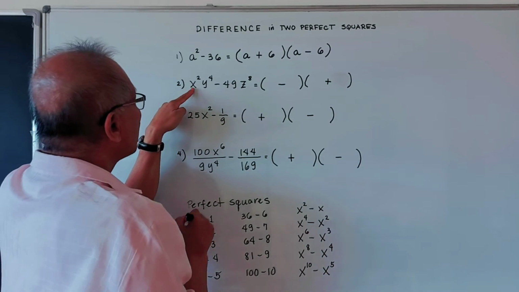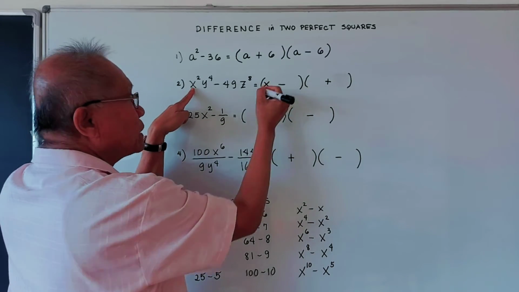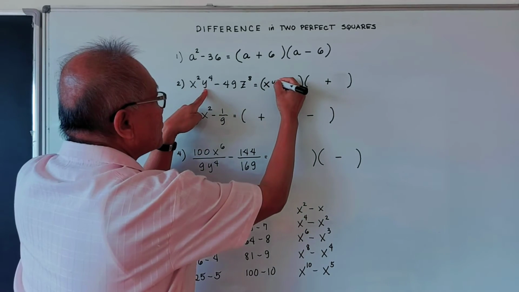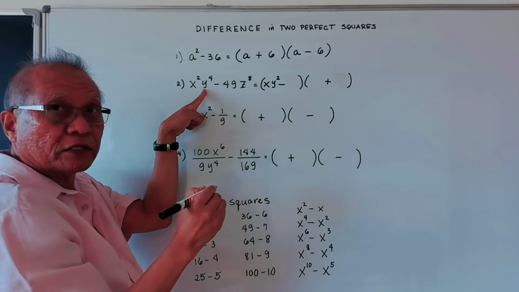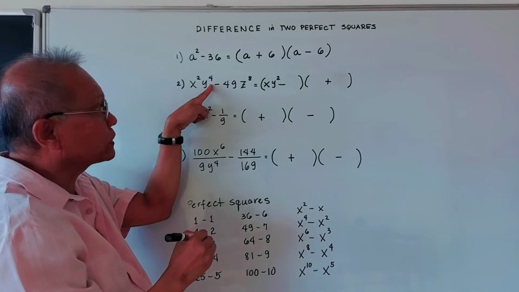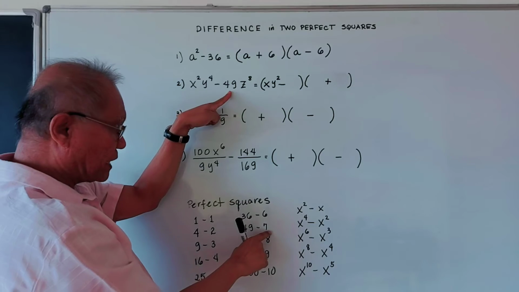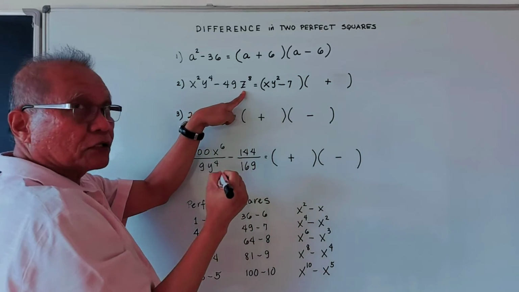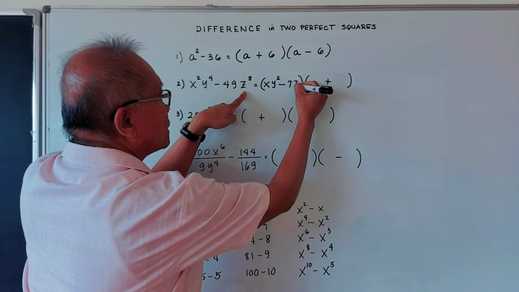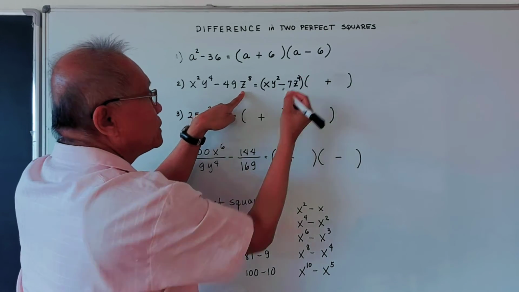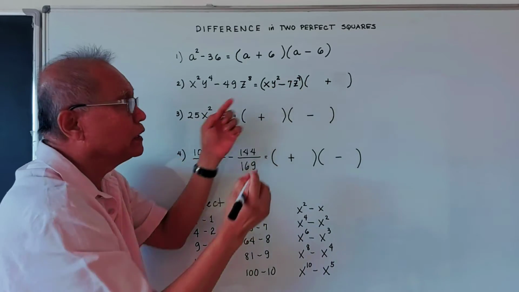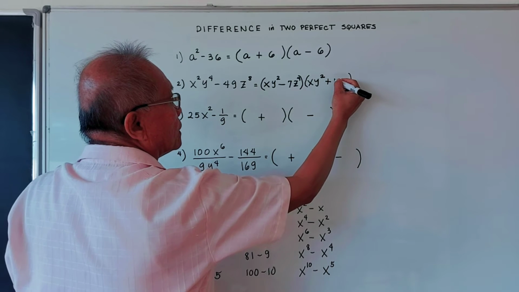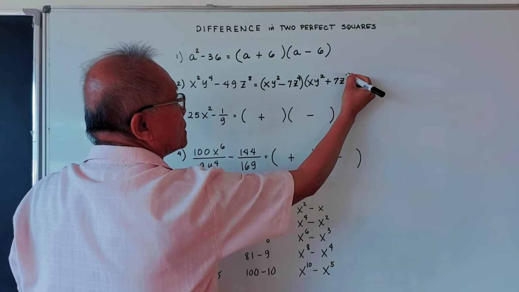Second one, x squared. The square root is x, because x times x is x squared. y to the 4th is y to the 2nd, because y to the 2nd times y to the 2nd is y to the 4th. 49 is 7 here. And z to the 8th is z to the 4th. So we have z to the 4th. And then we just copy this one here: x, y squared, 7z to the 4th.